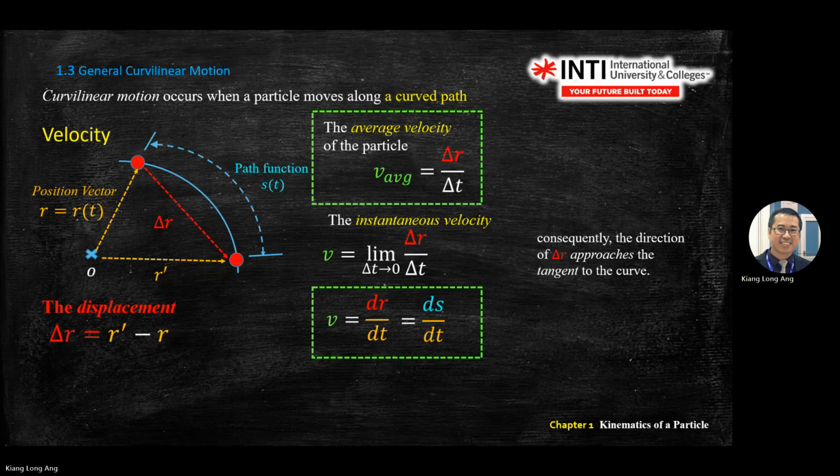As with rectilinear, if you want to find the velocity of the particle moving in curvilinear motion, you take dr/dt, equal to ds/dt. Okay, I highlight it with a different color. I will explain this later.